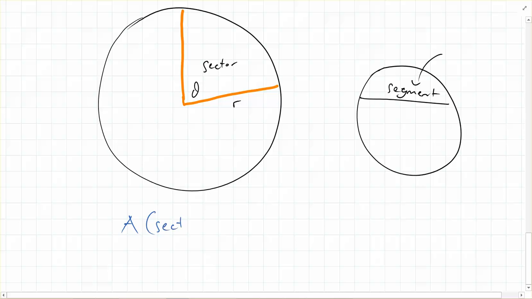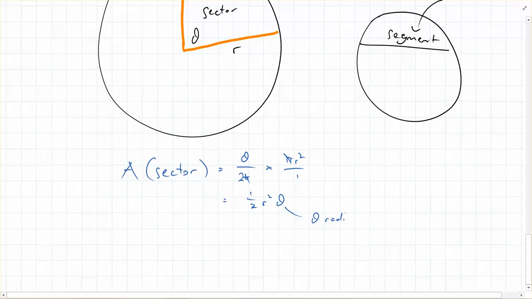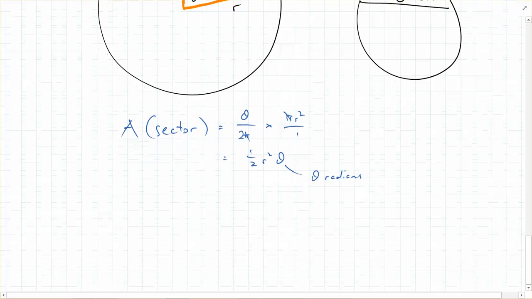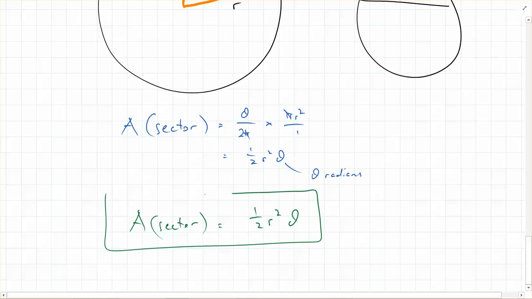Area of the sector. Well, what fraction of the circle do we have there? We've got theta over, not 360, we're in radians now, theta over 2 pi. You can see how this is so much nicer to work with, because the whole area of that circle is pi r squared. Now our pi's are going to cancel, which is brilliant. Again, theta in radians. So the area of our sector is equal to a half r squared theta, which is a nice little result.